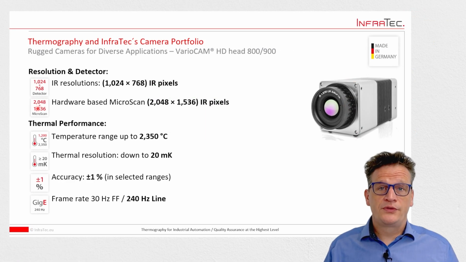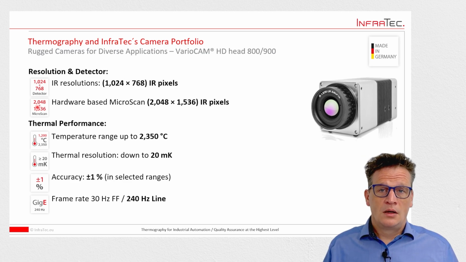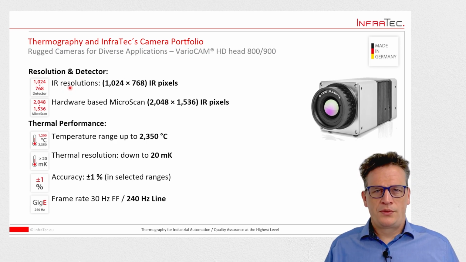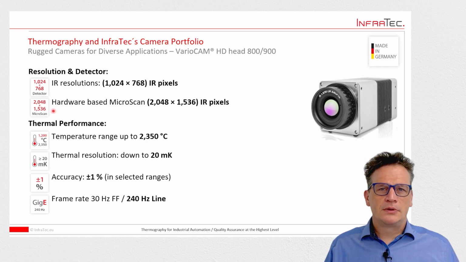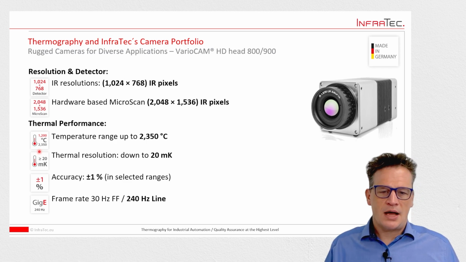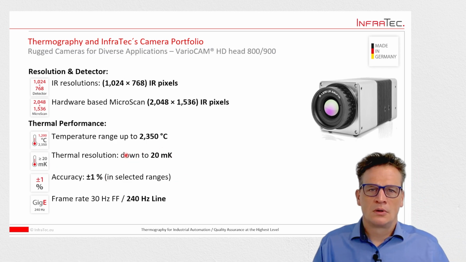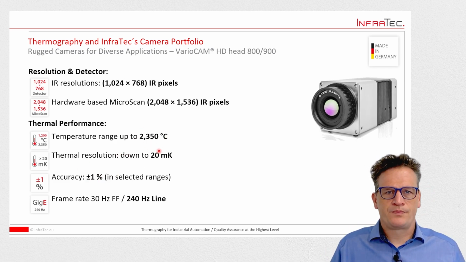The flagship of the series is the VarioCam HD Head 800 or 900. An impressive resolution allows for extremely precise detection. With using microscope technology, resolution increases to 2048 by 1536 infrared pixels, ideal for detailed imaging. This, in combination with the high thermal resolution, the high accuracy and the right temperature range, makes it the top camera in the class.